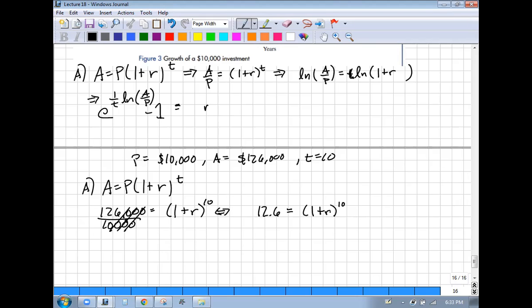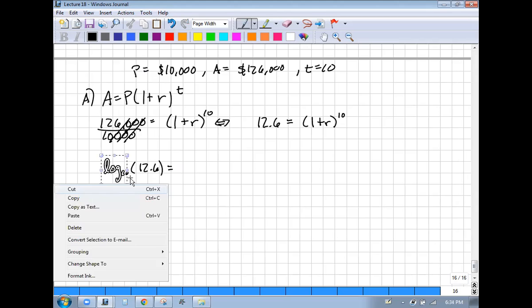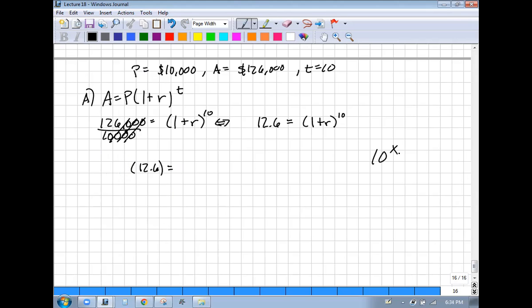Okay, so now we're still trying to get to the R. Since this is to the 10, we could do log base 10 of both sides, because there's a log base 10 button. If we did log base 10, we would have log base 10 of 12.6 would equal 1 plus R. No, that's not right. We don't want log base 10. That would help if it was 10 to the something, but this isn't 10 to the something, right? This was misleading.